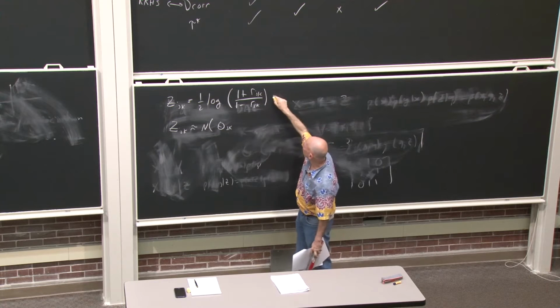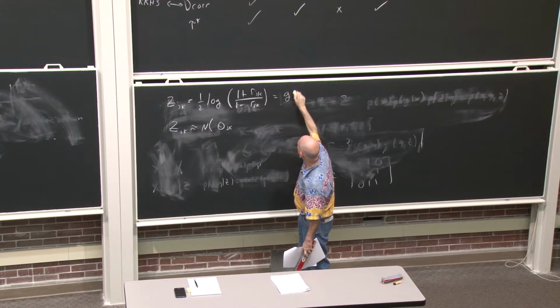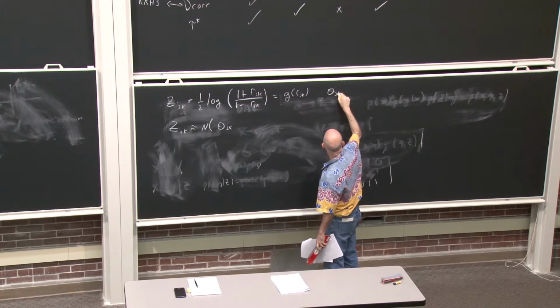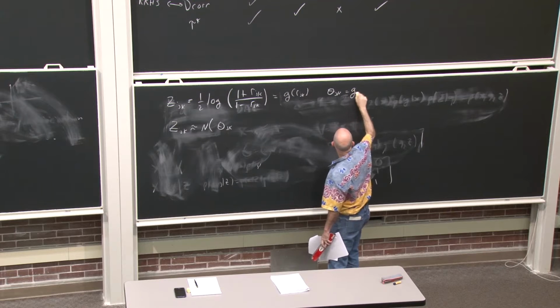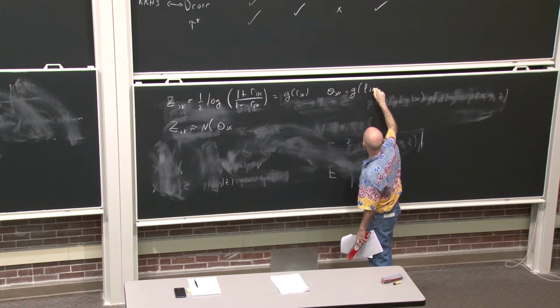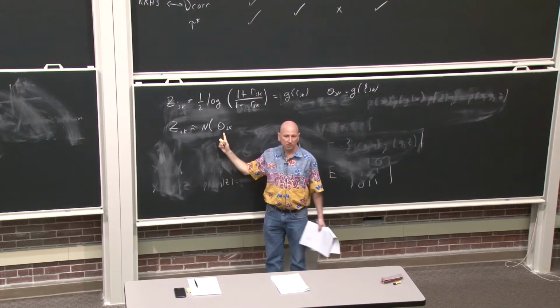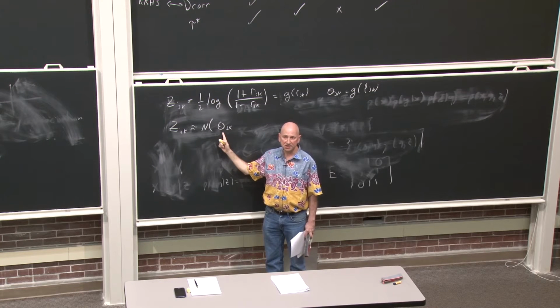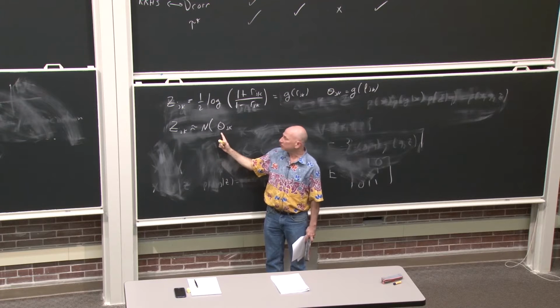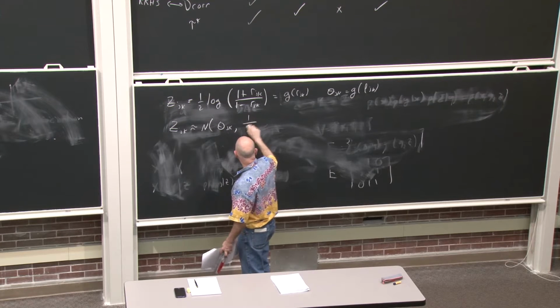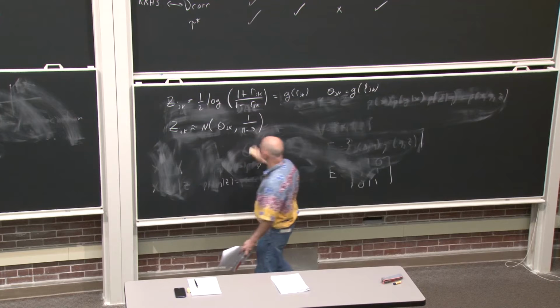So if I call this g of r, then theta jk is just g of the true correlation. And in particular, this is 0, it's easy to check, if and only if the correlation is 0. So testing whether rho is 0 is the same as testing whether theta is 0. And the amazing thing about this, though, is not only is this a better normal approximation, but the variance is 1 over n minus 3.